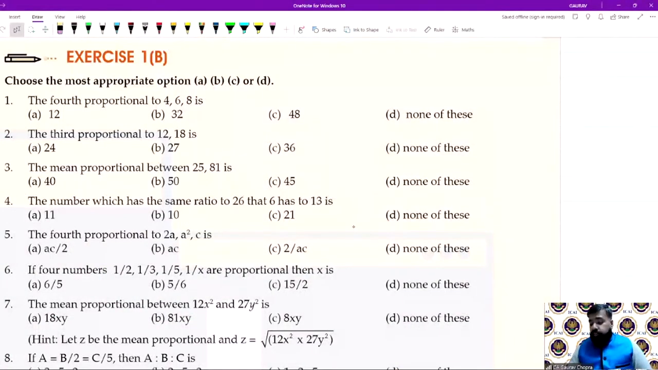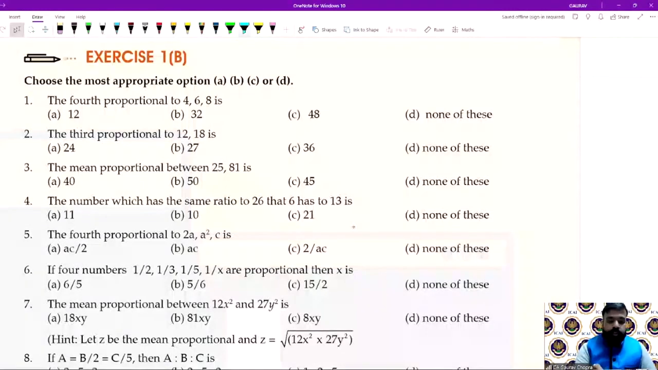So guys, welcome back. So now it's time for the exercise. That is exercise number 1B. And now you have to solve one by one all the questions and give the answers in the comment section. Okay. So let us begin with question number 1.